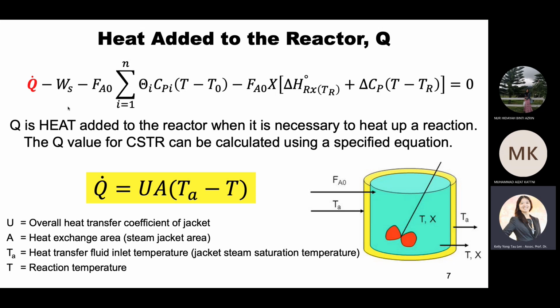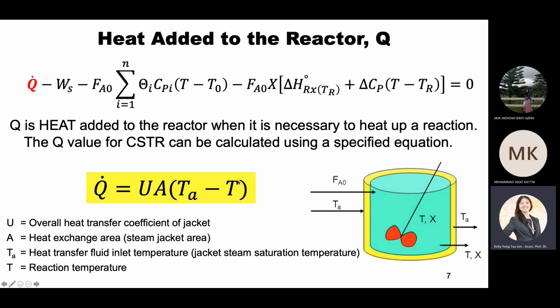Okay, so kalau you're talking about CSTR, we want to calculate Q, means kita nak tahu berapa banyak haba, how much heat is supplied to the reactor. We have an equation that is already provided, and this equation says Q equals UA in bracket Ta minus T.